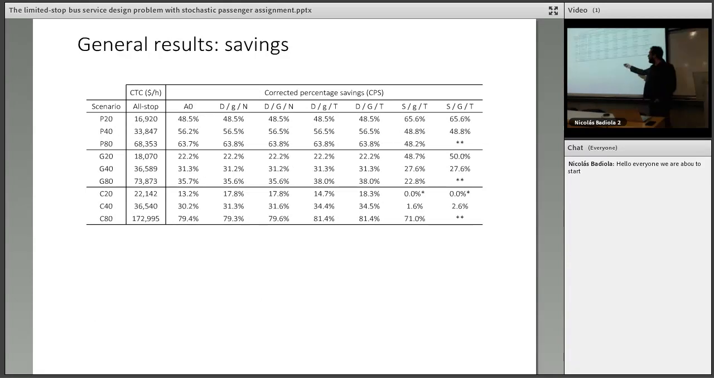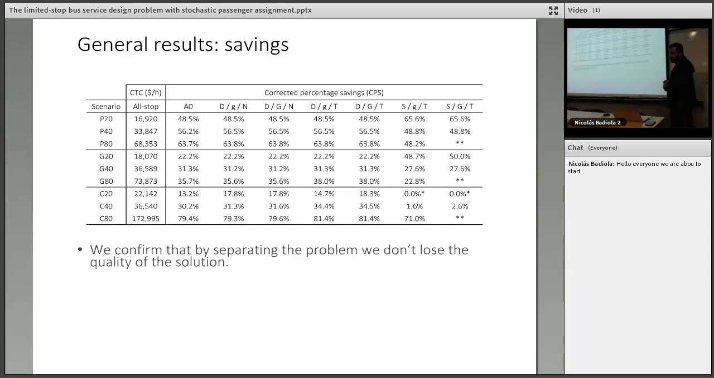We have the 9 scenarios, Pajaritos, Grecia, and Caracas, with 20, 40, and 80 stops. And these are the different algorithms. We also use as benchmark the solution you get when you use no express services at all. So then we compare and we report the savings instead of big numbers. So the bigger this number, the better the results.